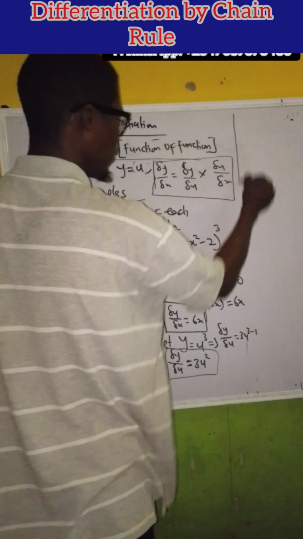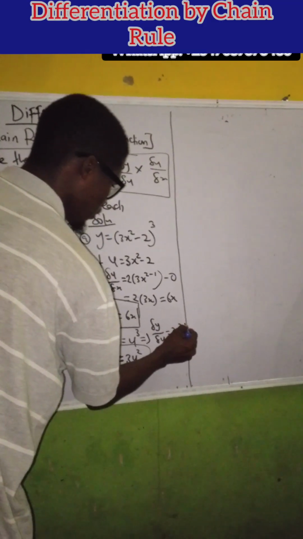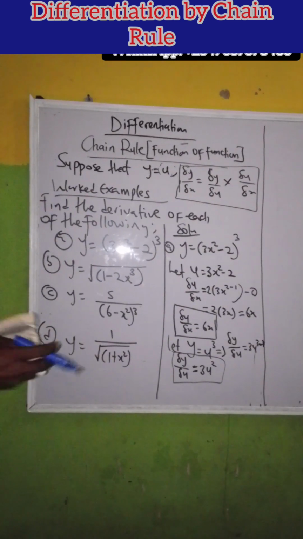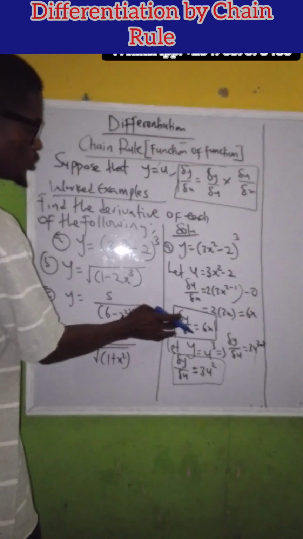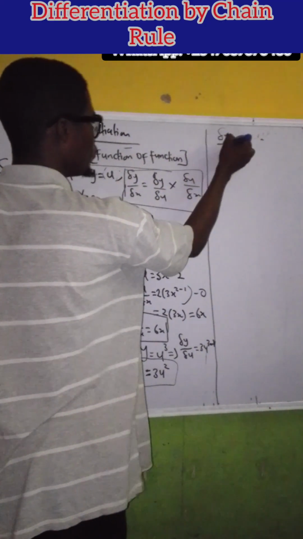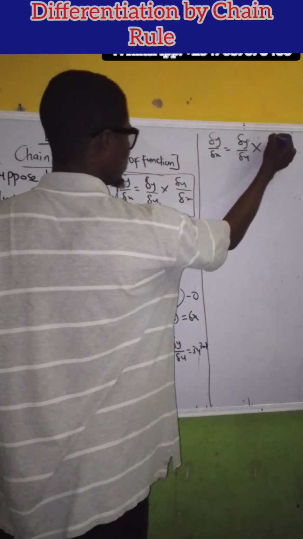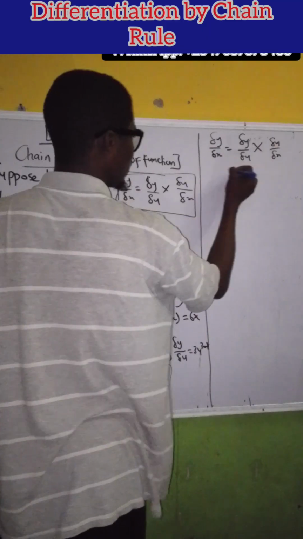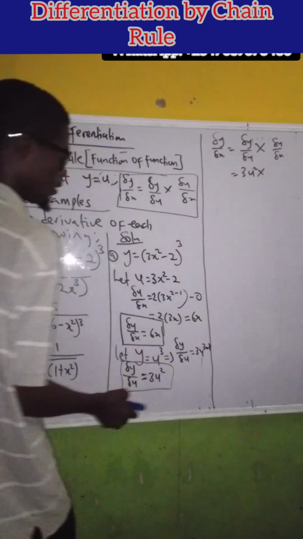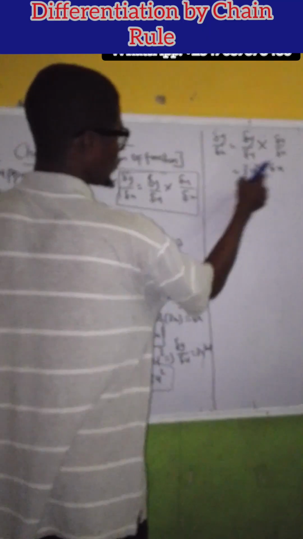Alright, so now we've gotten dy over du, we've gotten du over dx. So what do we now do? We have differentiation. We can now use this formula. Then dy over dx is equal to dy over du times du over dx. So what do we get for dy over du? We got 3u squared multiplied by, this one we got 6x.